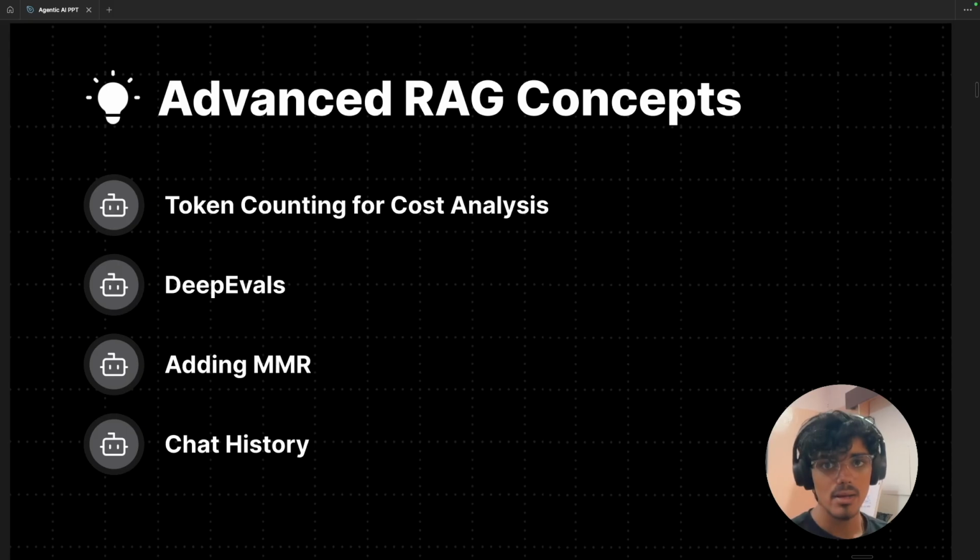What is MMR? This is a type of retrieval which is maximum marginal relevance retrieval. So we are going to see what it is, how to use it in our project, and why it will be useful. And the last is chat history.